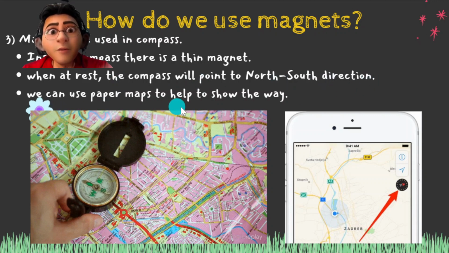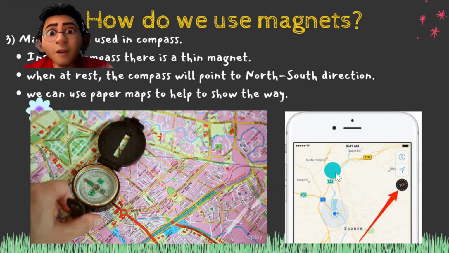We can use paper maps to help to show the way, like this one. In a paper map, usually there's a symbol pointing north, so you turn the map around until it shows you north with north, like this one. If the compass shows north, so turn the paper map until it shows at the same direction as the compass, and it will help you to show where you are or which way you should go.